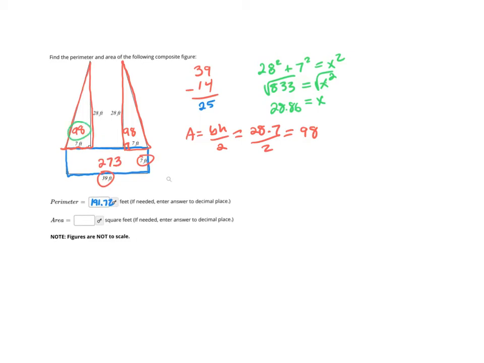Now all I have to do is add those three numbers together, and when I do that, I get 469. And that's how you find the perimeter and area of this figure.